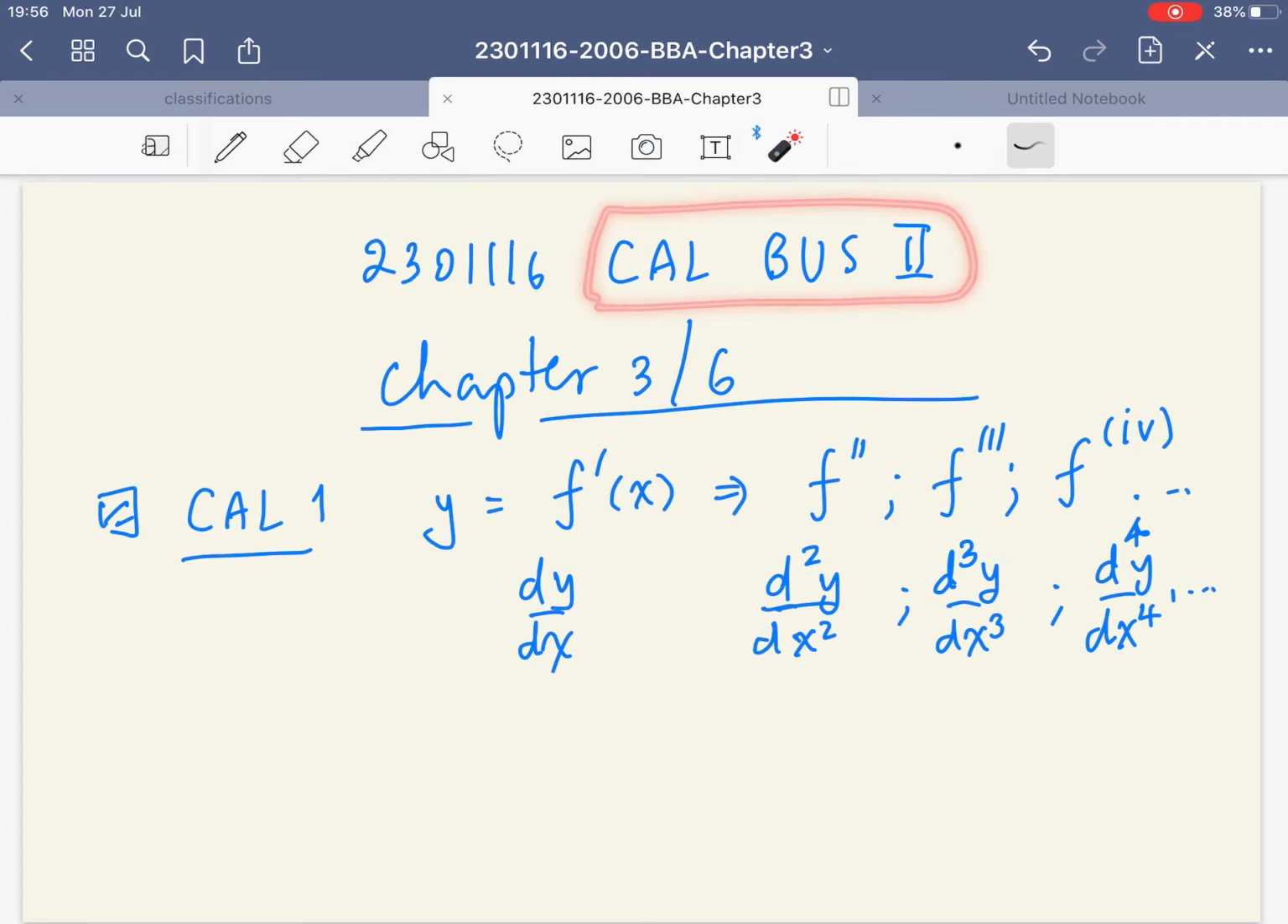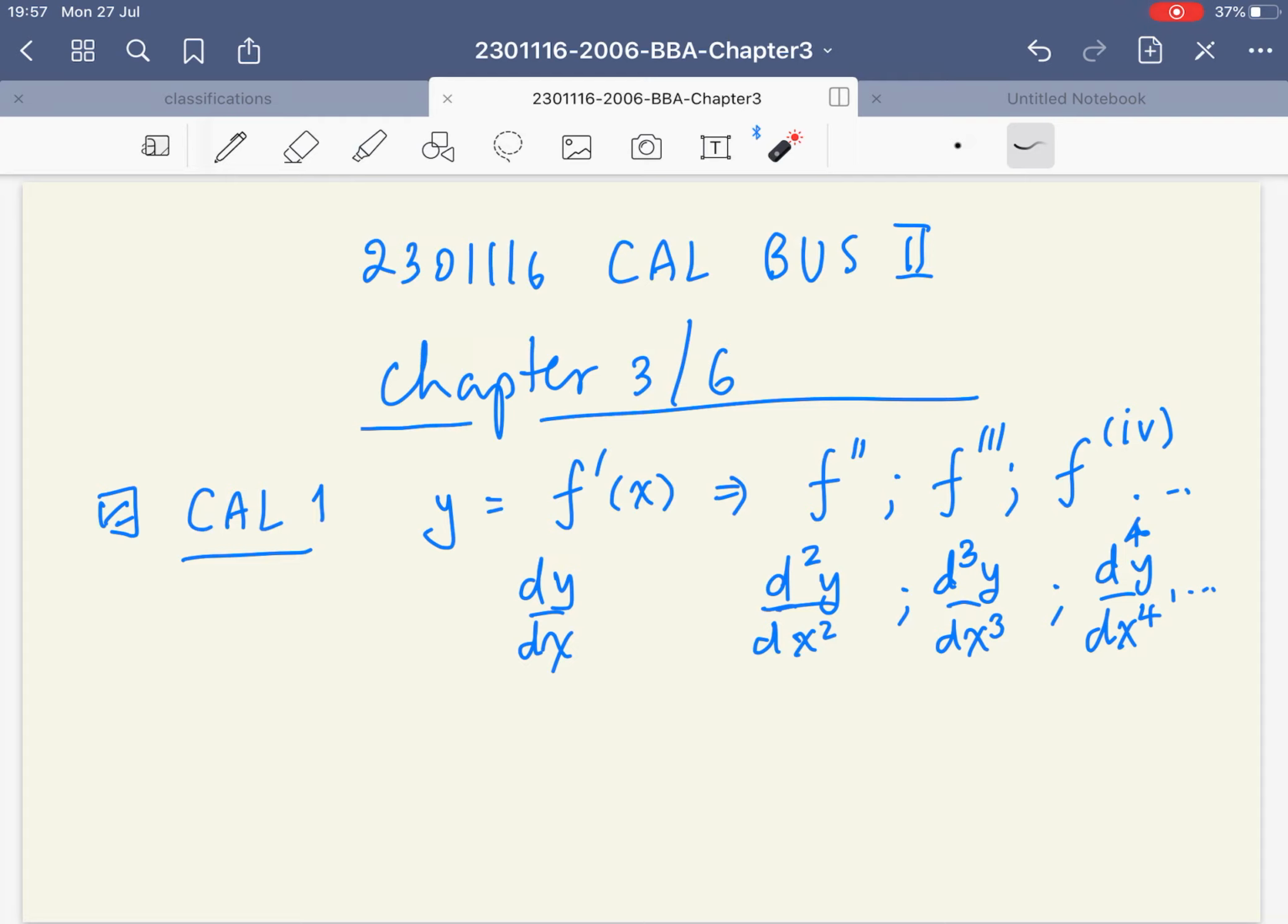Okay, previously in your Calculus 1, if you can find the first derivative f prime, you can look at f prime of x as another function of x, so you can find a further derivative with respect to x. So you have your second derivative, your third derivative, or the fourth derivative. We also have another kind of notation in terms of fractions: dy by dx, d2y by dx squared, d3y by dx cubed, or d4y by dx fourth.